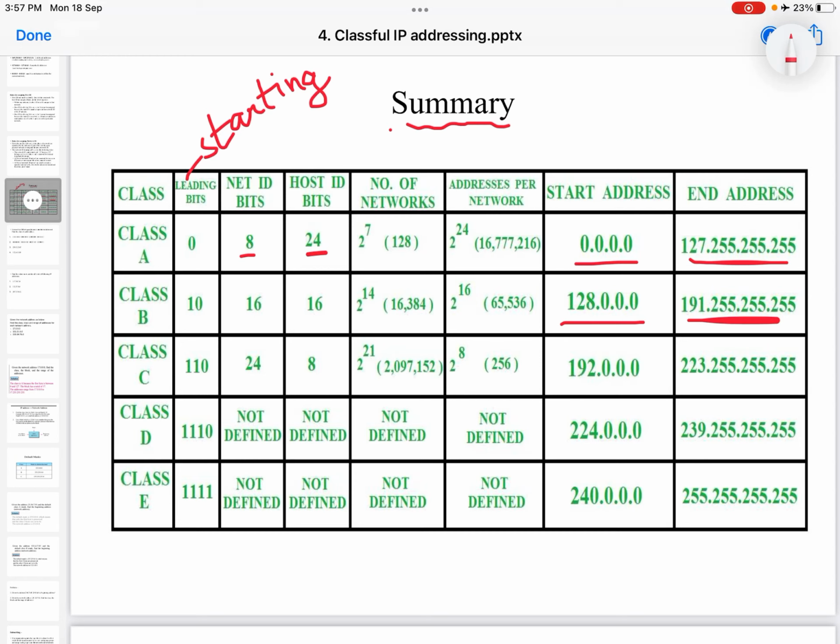Class D leading bits 1110. Start address is given and end address is given. Class E leading bits are 1111. Start address 240.0.0.0, end address 255.255.255.255. This is your last address.